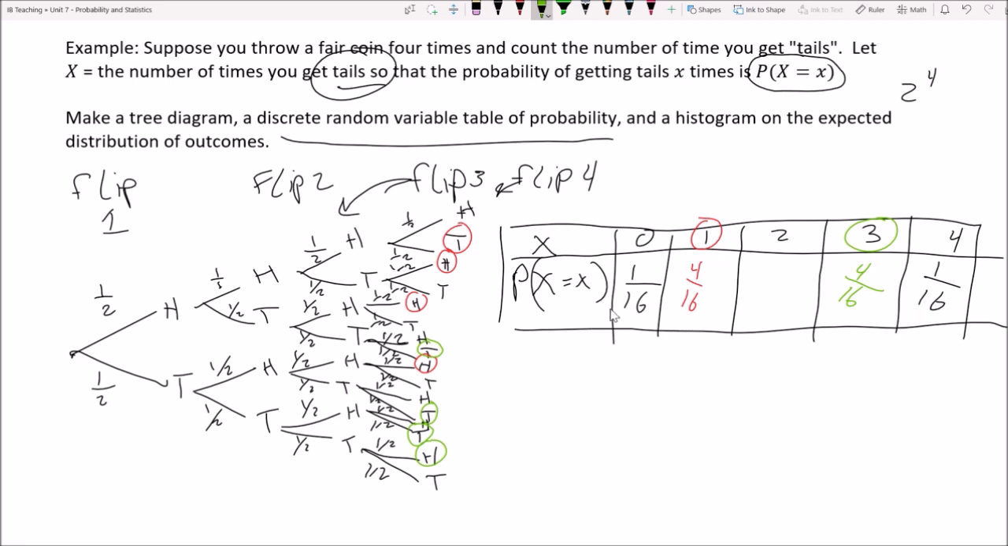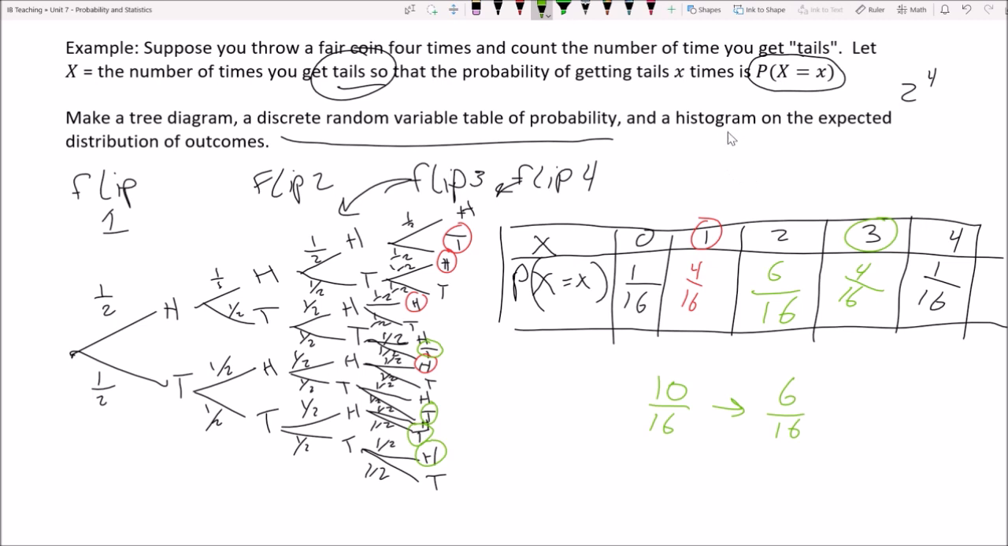And what we're going to remember is that the sum of all probabilities has to be 1. So there's 5 out of 16 here and 5 out of 16 there, which means we've already accounted for 10 out of 16. Which means that the complement of that is 6 out of 16. So there's 6 different ways that we've not accounted for in which we could get 2 tails. So that is the discrete random variable table of probability.